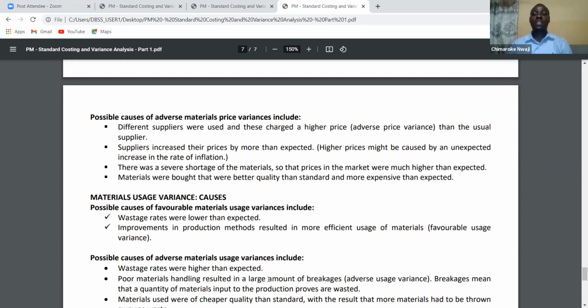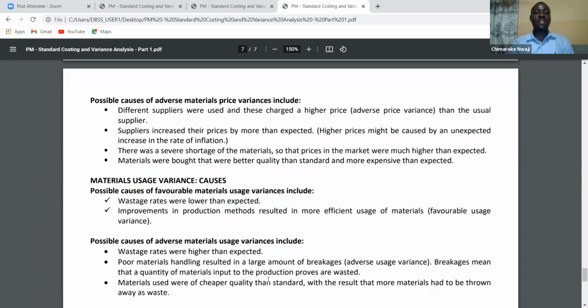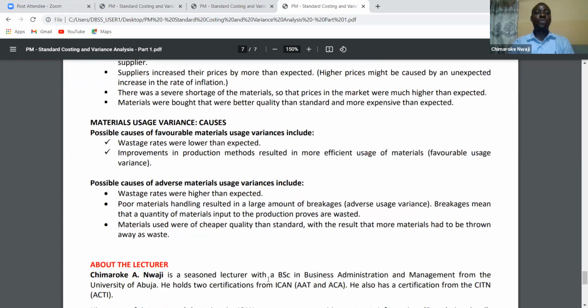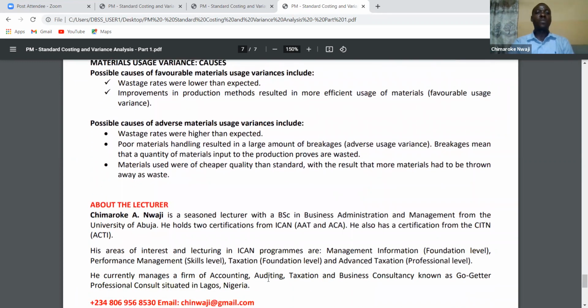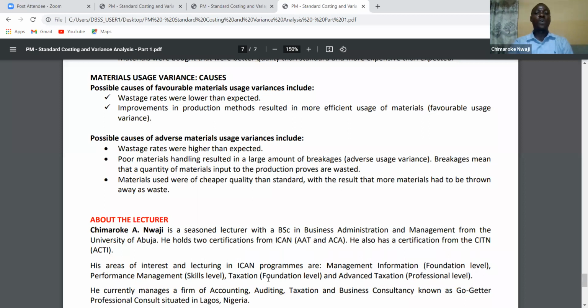Now that we've seen the possible causes for price variances, which could be favorable and which could be adverse, let's look at the material usage variances. What are some of the causes for material usage variances? One of them, for favorable variance, could be that wastage rates were lower. What do we mean by wastage rates?